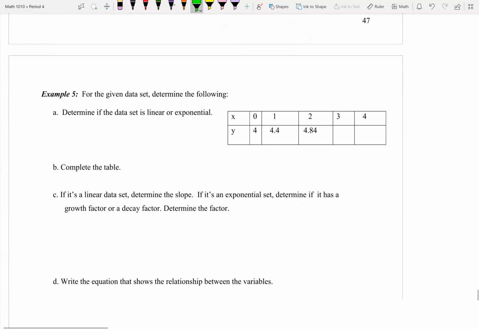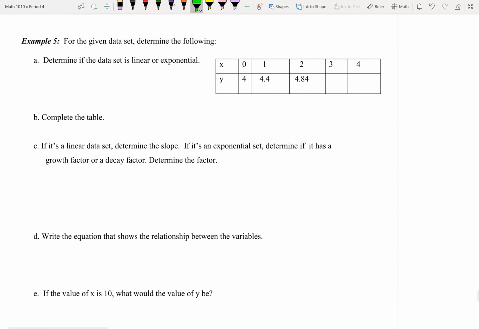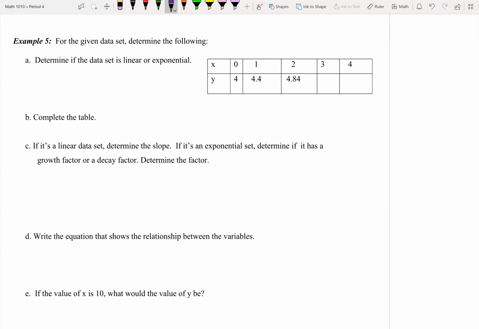Okay, great. Let's do this one. I have a feeling this is going to go so much better, especially this one. Okay, look right here. What do I add to 0 to get 1? 1. What do I add to 1 to get 2? 1. Let's check if it's linear. What do I add to 4 to get 4.4? That would be 0.4. What do I add to 4.4 to get 4.84? That's 0.44. Is this linear, everybody? No. The second those don't match, you know it's exponential.